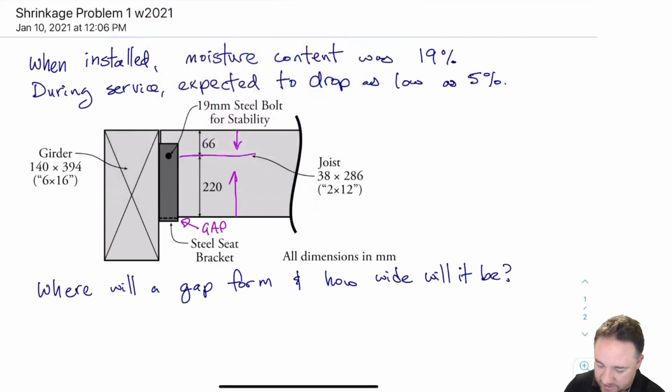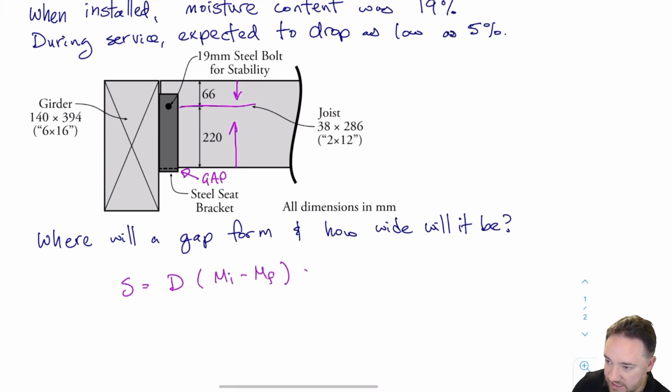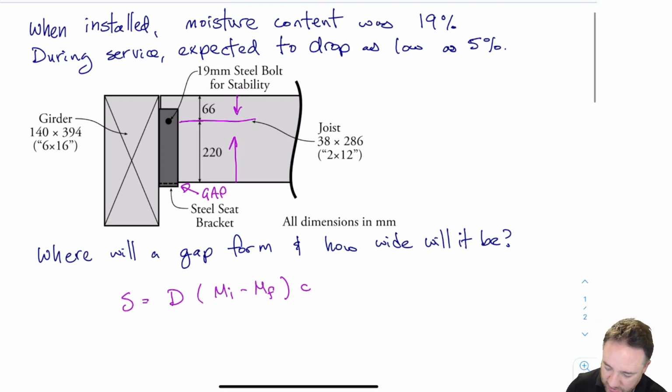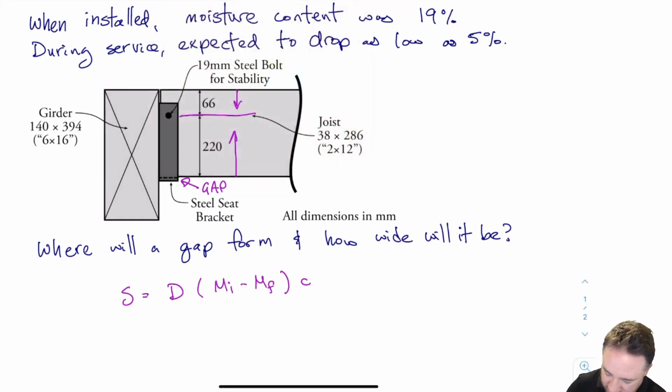So I have, again, S equals D times MI minus MF, all that times C. C is my coefficient of shrinkage, my shrinkage coefficient. D is the dimension that we're looking to calculate. How much is that dimension going to shrink? And MI minus MF is my change in moisture content. So it's going to start at 19. So let's do the dimension first.